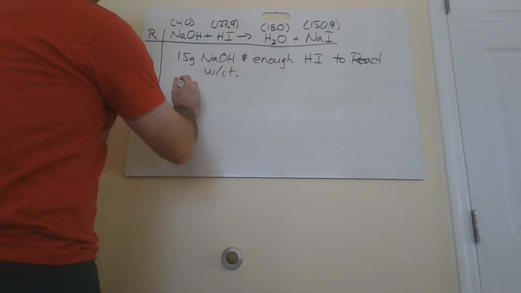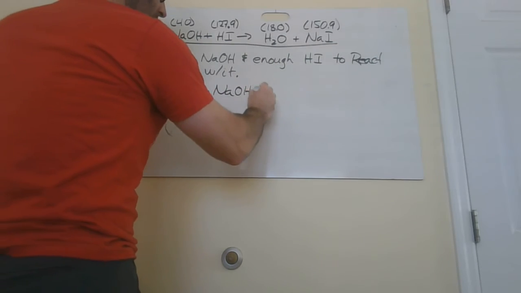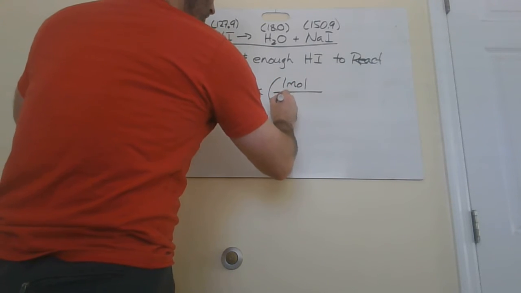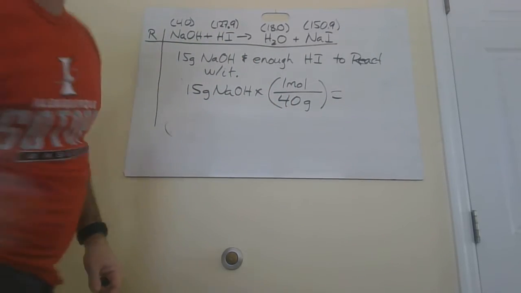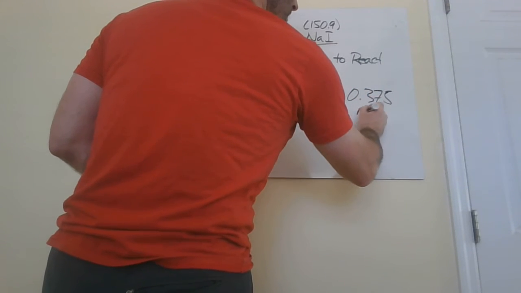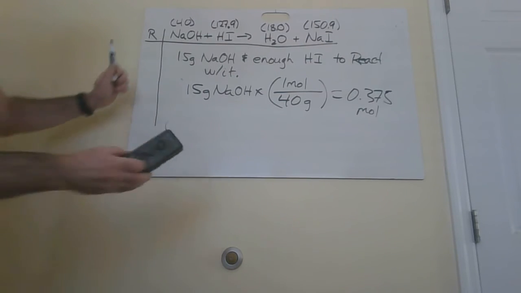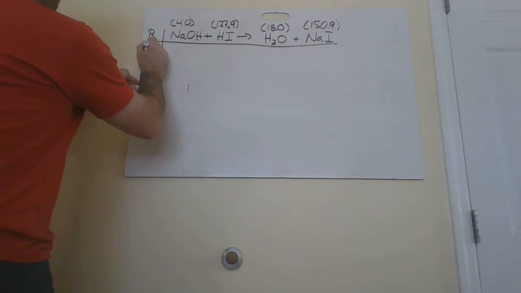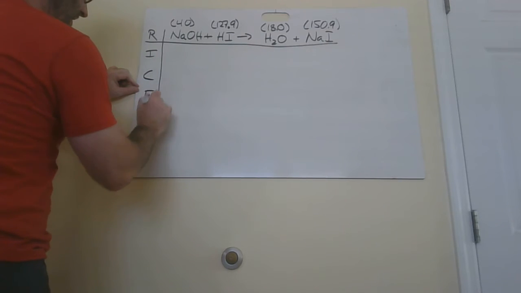If you take 15 grams of NaOH and say, hey, 1 mole of NaOH has a mass of 40 grams, that's going to give you 0.375 moles. Well, it's a 1-to-1 reaction. I've already set up my RICE table. Let's see what we get. R, I, C, and E.